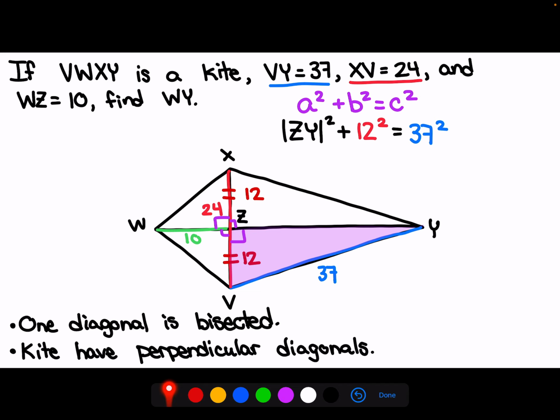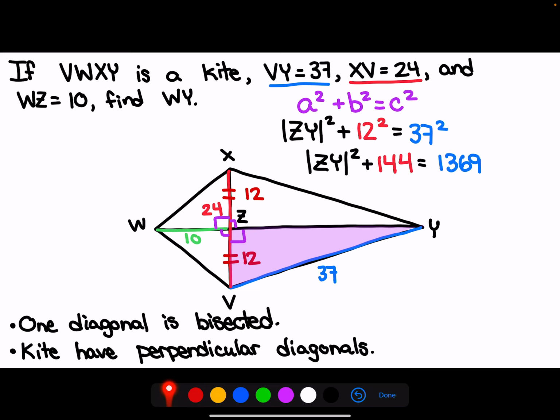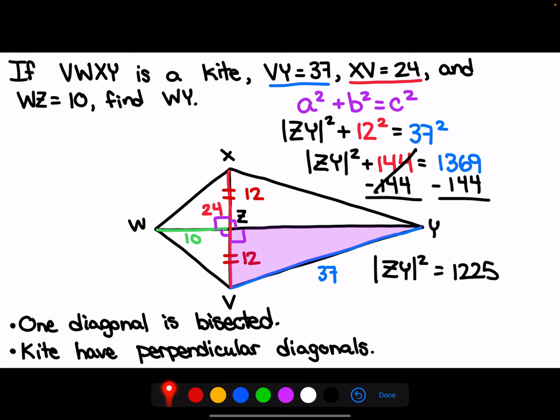12 squared is 144, 37 squared is 1,369. Subtracting 144 from both sides will give us ZY squared equals 1,225. To get rid of the square, we take the square root of both sides. Taking the square root of both sides, the square root of 1,225 is 35. So therefore, ZY is 35 units.